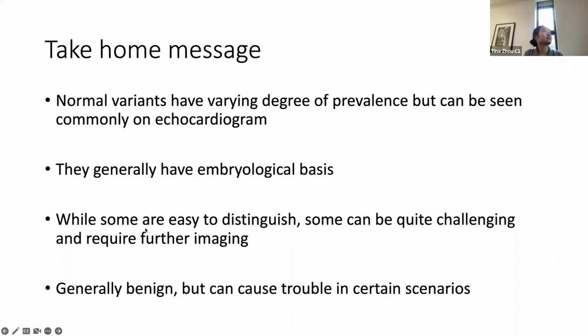All right, so some take-home messages. The normal variants have varying degrees of prevalence, but can be seen quite commonly on echocardiogram. Some things are more common than others. They generally have an embryological basis, as I hope I've demonstrated to you. Some of them are fairly easy to distinguish based on the view, but in certain cases it can be quite challenging, as you saw that some of those cases actually require further imaging in order to delineate them better. They're generally benign, but can cause trouble in certain scenarios. So I do think they're worth noting if you do see them on echo.